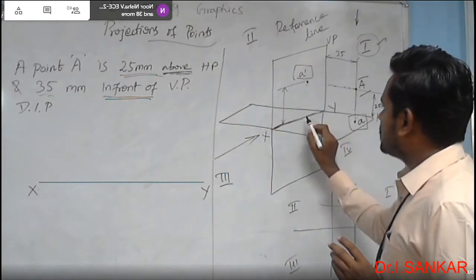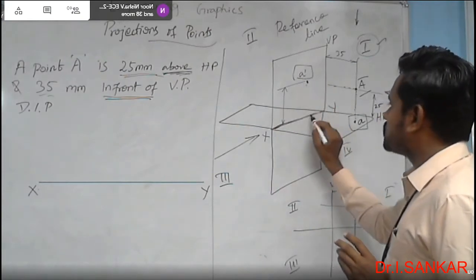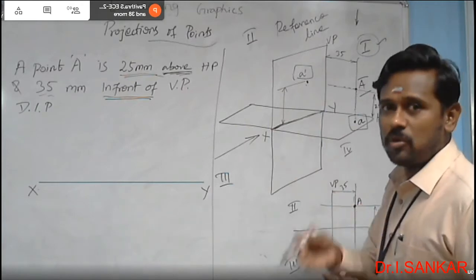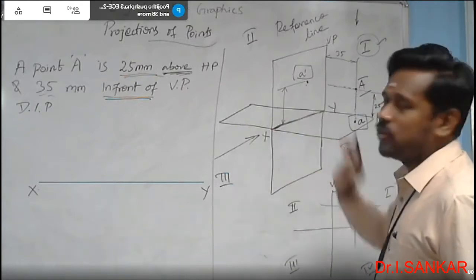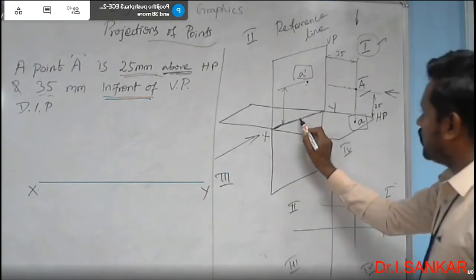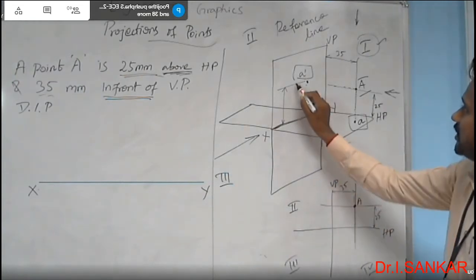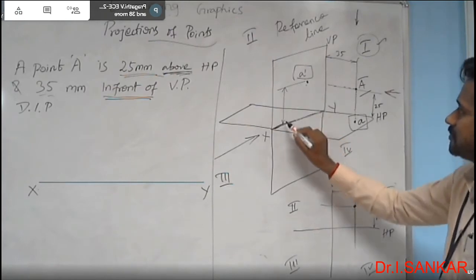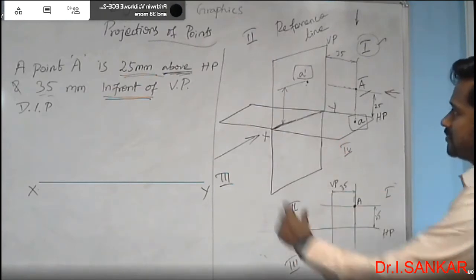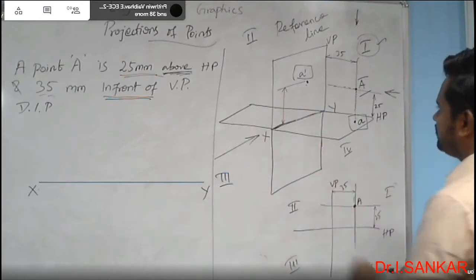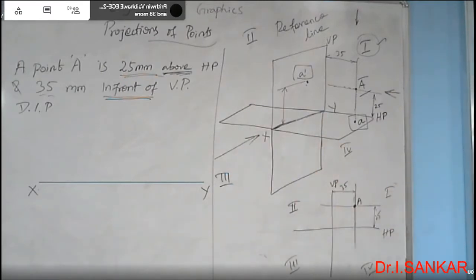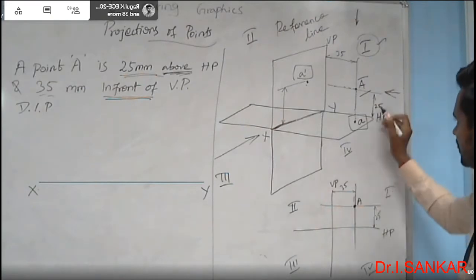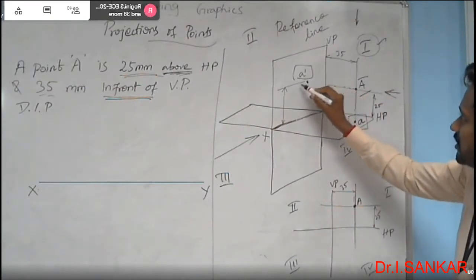So what is the location of A dash with respect to XY? First data: above or below. Next data: how much above or how much below. It is above XY. How much above XY? What is that distance? Any lead? What is that distance? Very good, 25 mm.